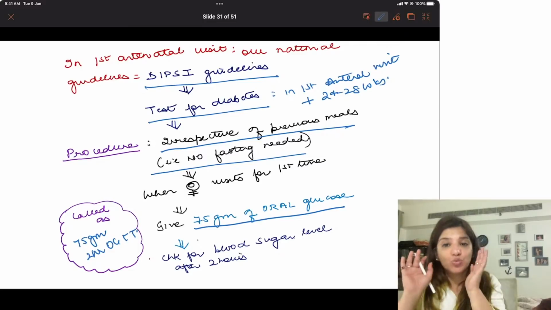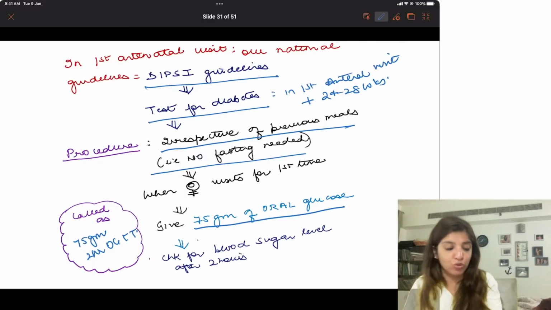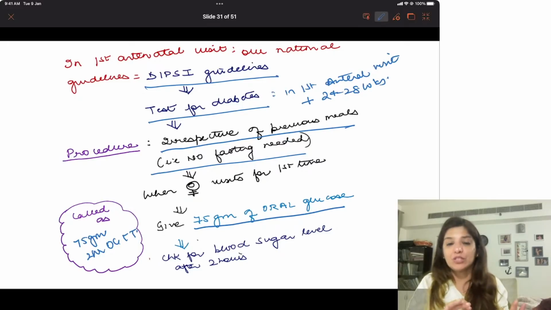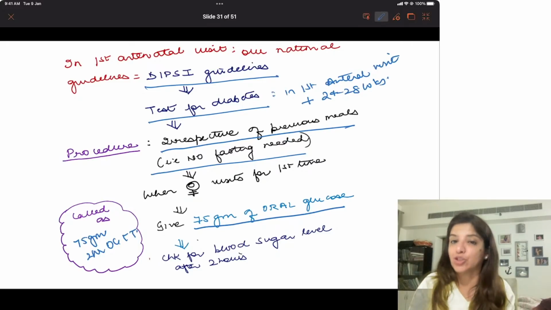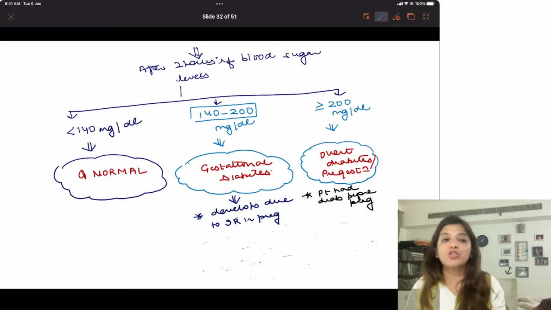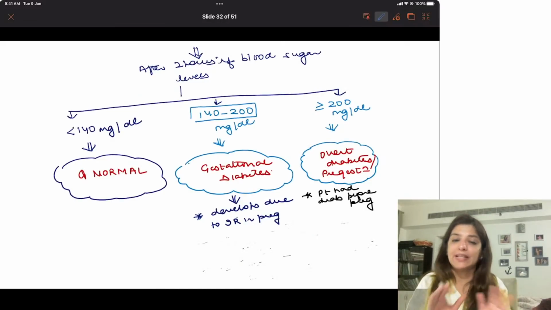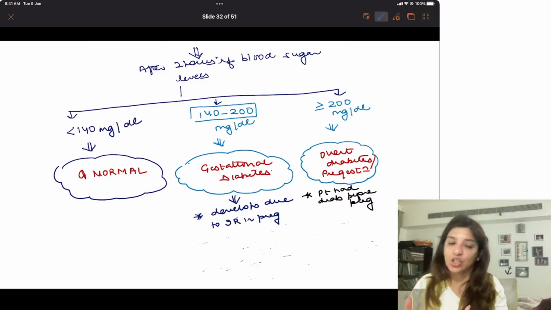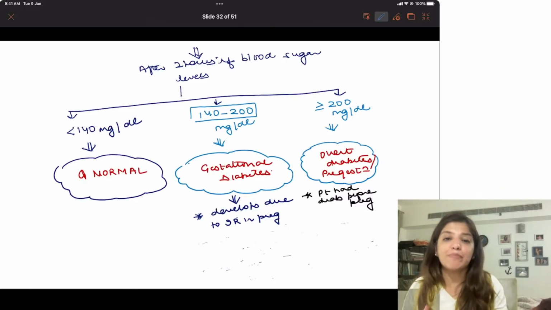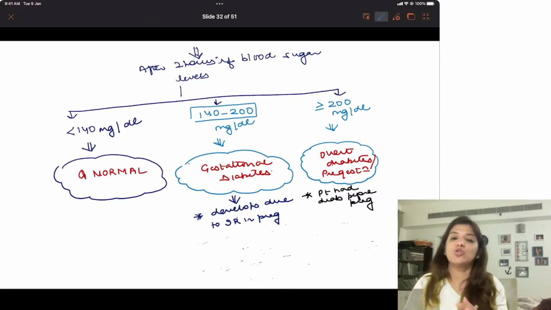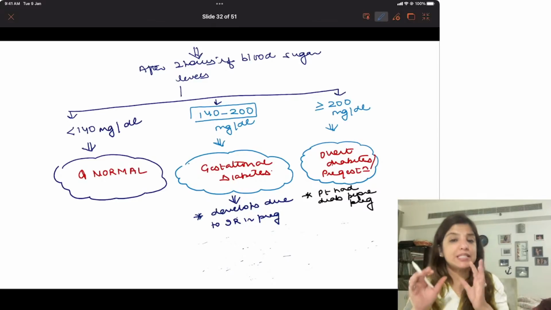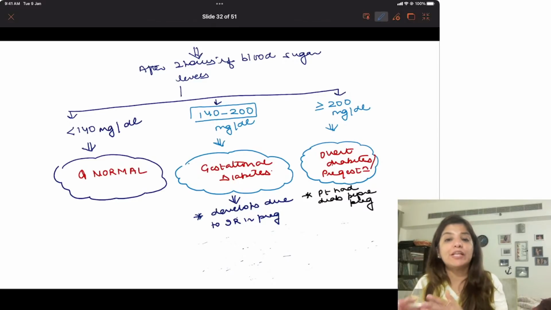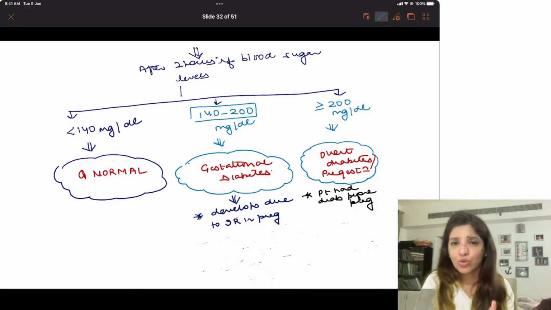No fasting is needed. This is what DIPSI says, that you give her 75 grams of glucose irrespective of her previous meals, and after 2 hours check her blood sugar levels. Right? Now, if after 2 hours blood sugar levels are less than 140, that means she's normal. If the levels are between 140 to 200, that is a case of gestational diabetes, right? And gestational diabetes happens because of insulin resistance in pregnancy. And if her blood sugar levels are more than or equal to 200, then she's a case of pre-gestational diabetes or overt diabetes. In other words, the patient was diabetic before pregnancy also, and maybe she didn't know about it.